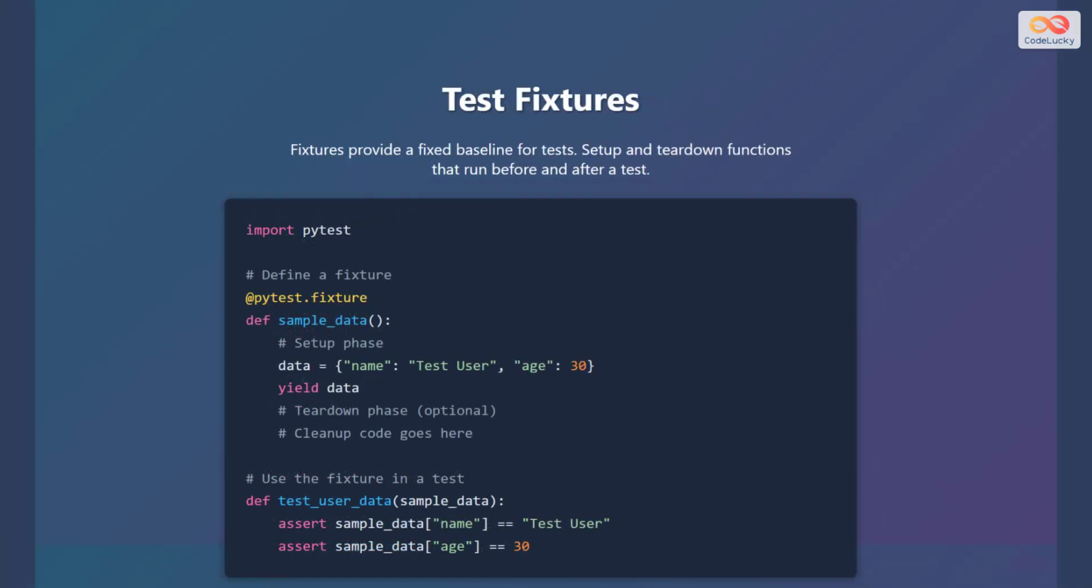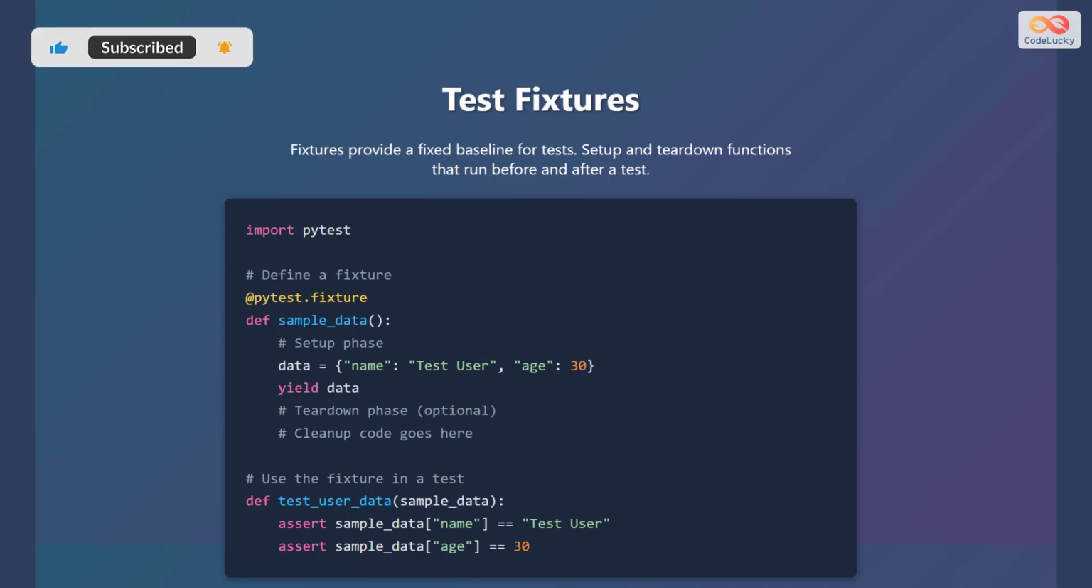Test fixtures provide a fixed baseline for tests. These are setup and teardown functions that run before and after a test. Let's define a fixture called sample_data using the pytest.fixture decorator. The setup phase is where we define the data, such as a dictionary with a name and age. The yield statement returns the data to the test function. Optionally, we can include a teardown phase after the yield statement for cleanup code.